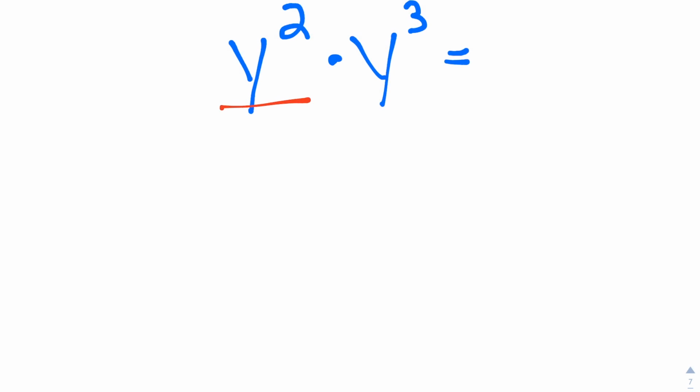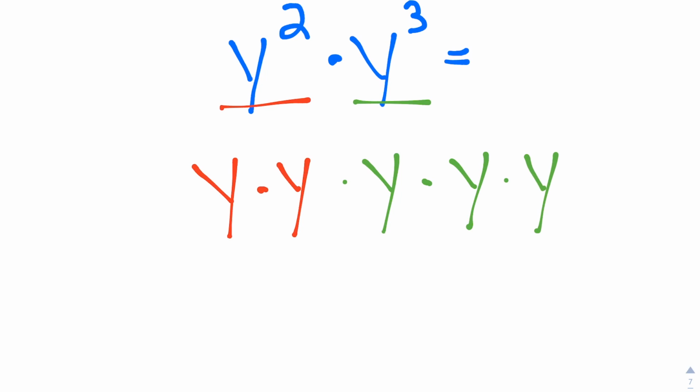Okay, now that we've gotten comfortable with that idea, we're going to look at another idea of being able to multiply numbers with exponents together. For example, if I have y squared times y cubed. Again, I'm going to think about how many copies of y I have here. I have 2 copies here, and I have 3 copies here. That gives me a total of 5 copies of y. So the exponent is just basically telling me how many copies of y's I have.